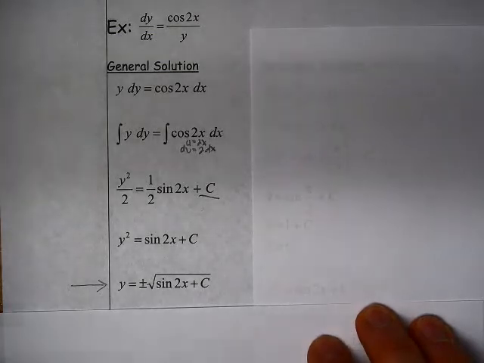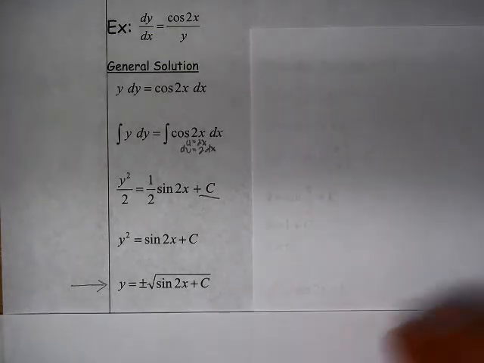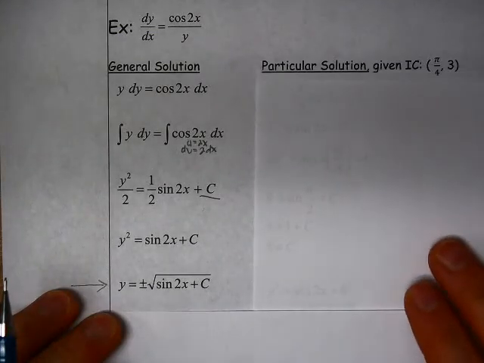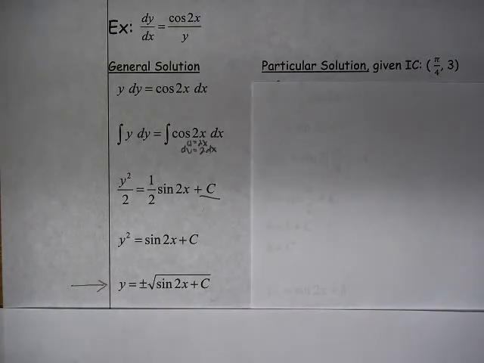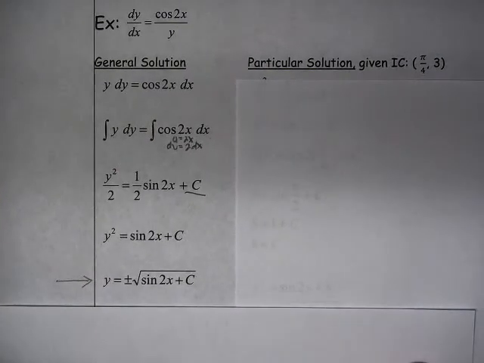Alright? So we take that idea, if we're asked to find a particular solution. So if we are asked to find a particular solution, they're going to give us initial conditions. So say the initial conditions that we're given are pi over 4, comma 3. So x equals pi over 4, y equals 3.